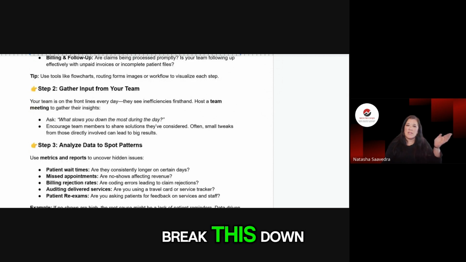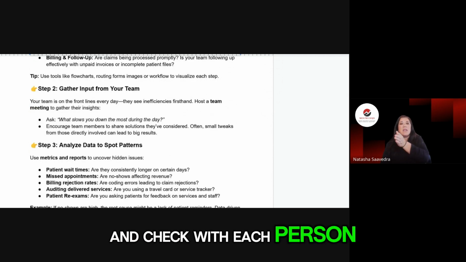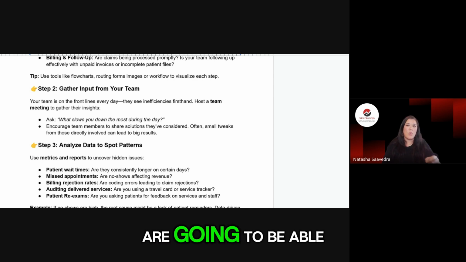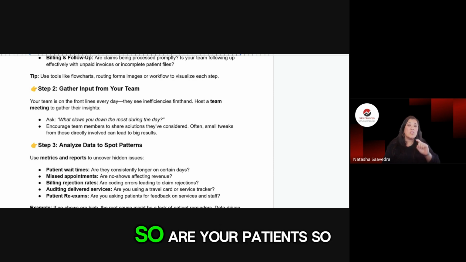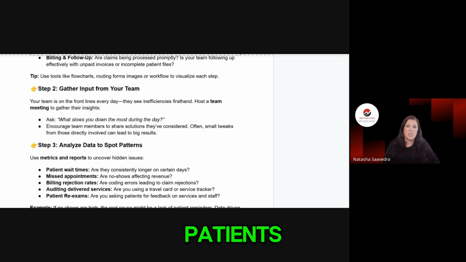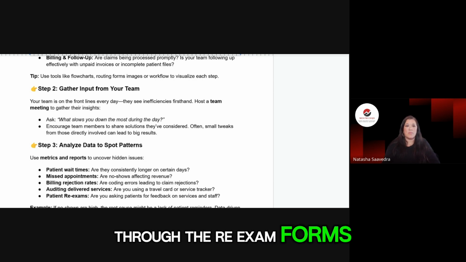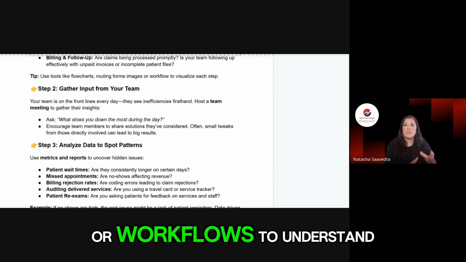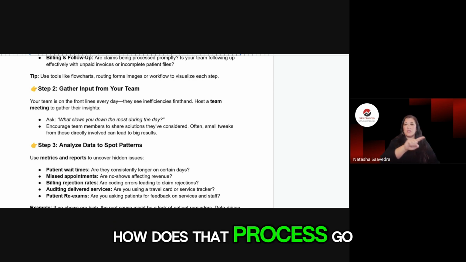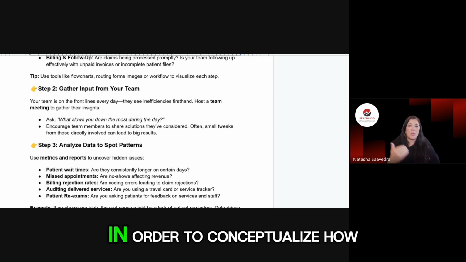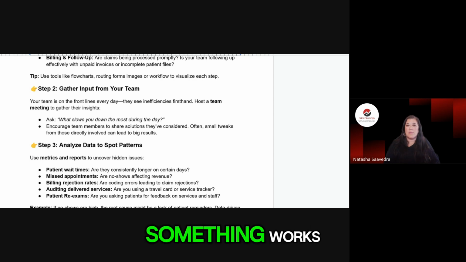And so we have to break this down and check with each person in the process of how we do things in the office. Your team members are going to be able to give you great insight. So are your patients, so don't forget to ask them. Make sure you survey your patients through the re-exam forms. One of the tips here is to use tools like flowcharts, routing forms, images, or workflows to understand how that process goes from start to finish. Some people need to visualize in order to conceptualize how something works.